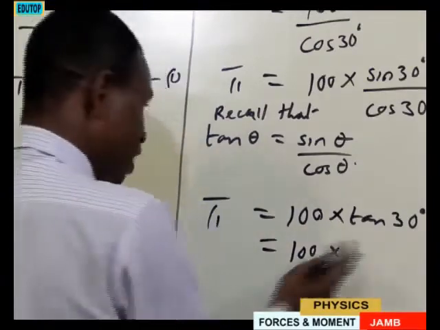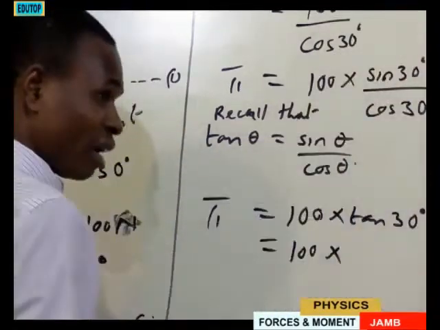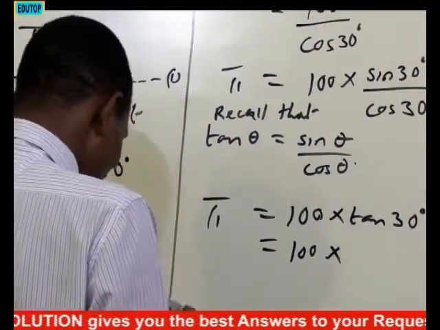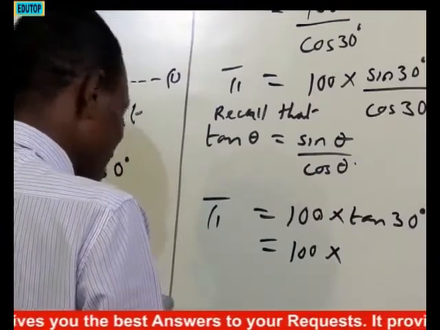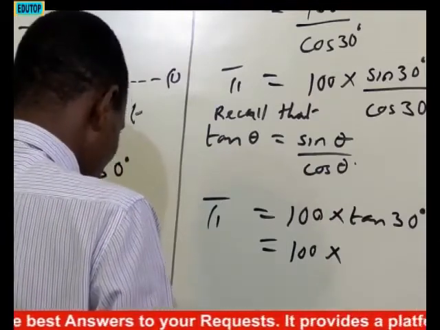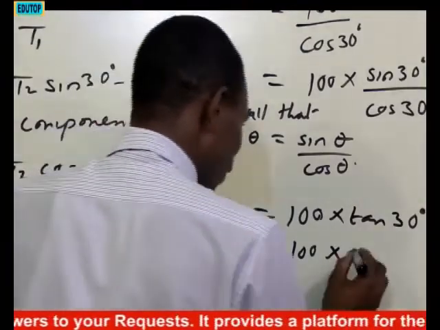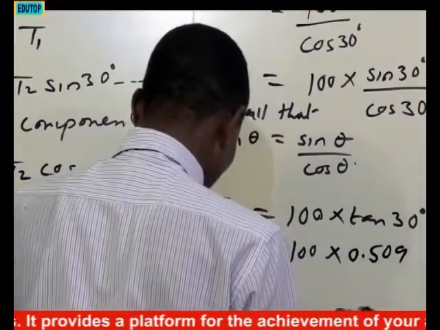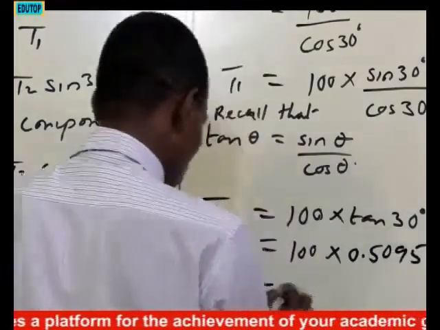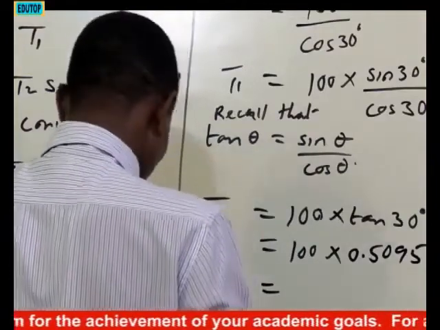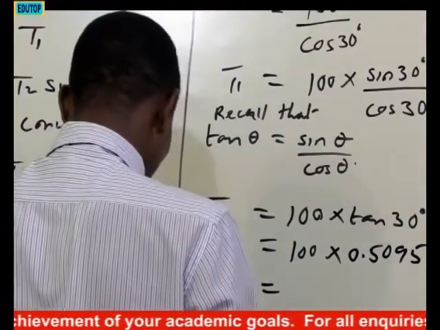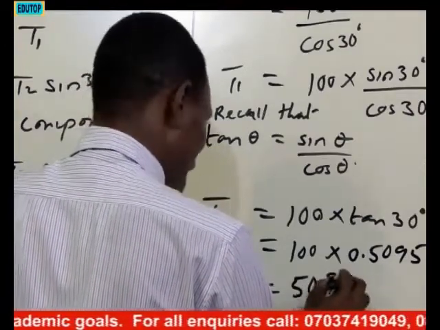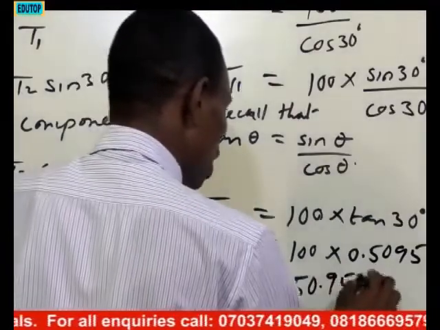We can get that from our trigonometrical ratio, but not to waste our time, we can quickly check what the value of tan 30 is. And that is 0.5095. If we multiply that by 100, we are going to have 50.95, 50.95 Newton.